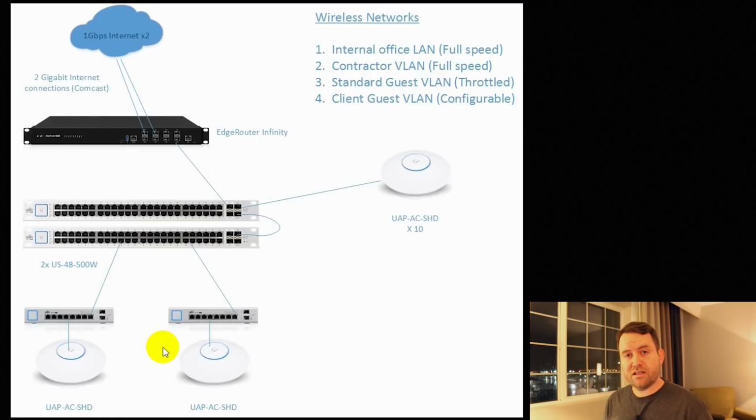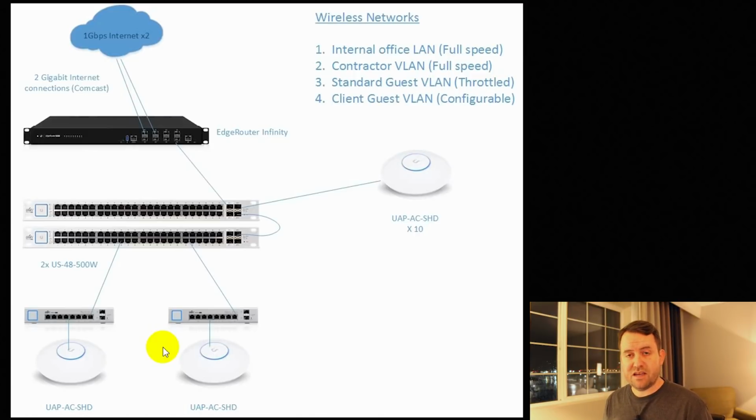Now, as for the wireless networks themselves, we have come up with a total of 4 wireless networks that we're going to be using for this deployment. The first wireless network is going to be a non-throttled full-speed network that's going to be their internal office VLAN. So this is computers that are directly plugged into the UniFi switch on the internal office, as well as anyone who is an employee, for instance, that needs access to those systems. They will pop onto the internal office VLAN, non-throttled, full-speed wireless access.